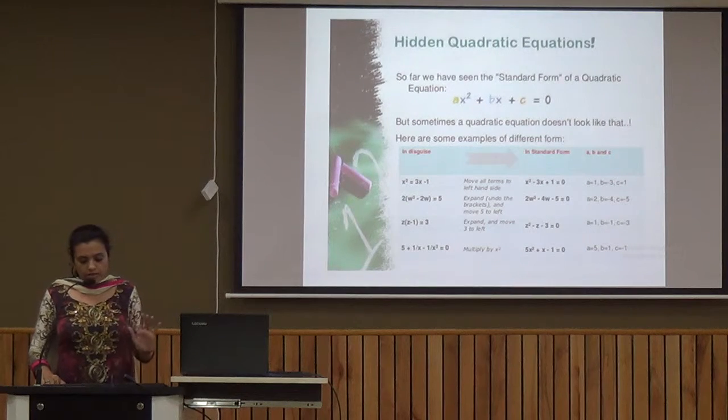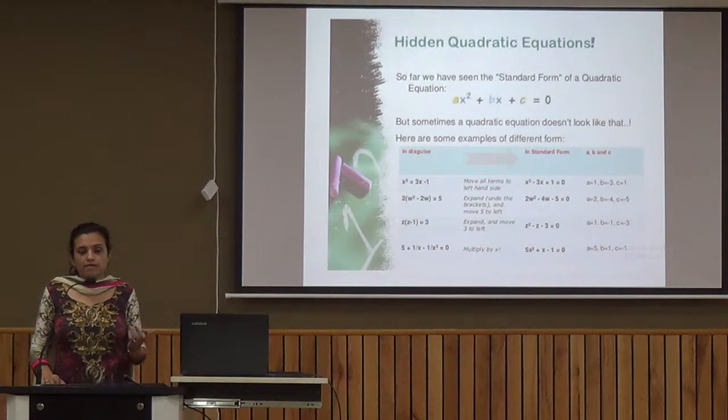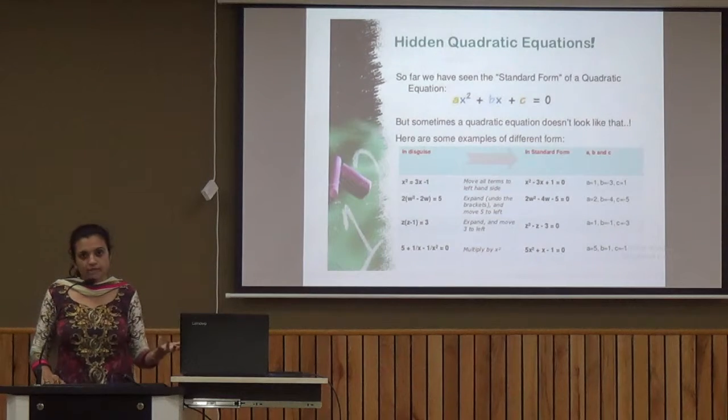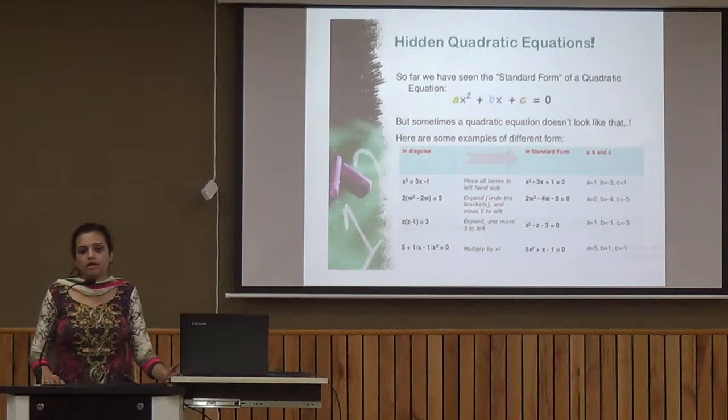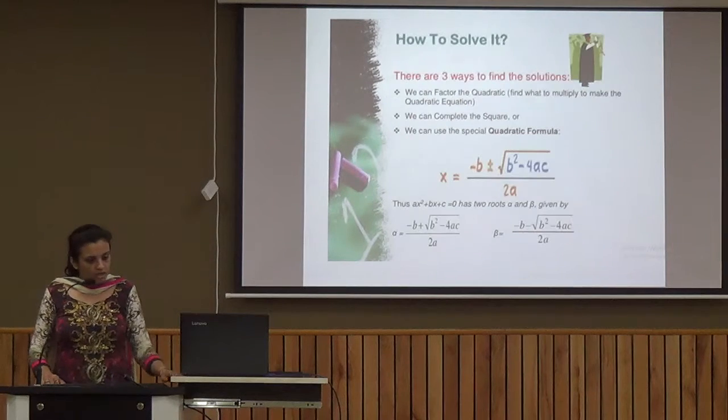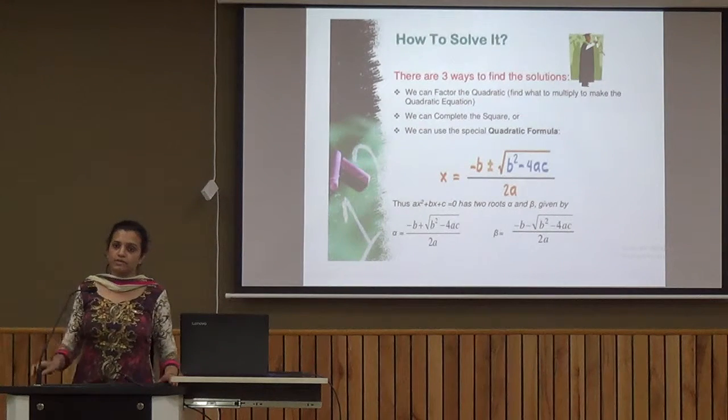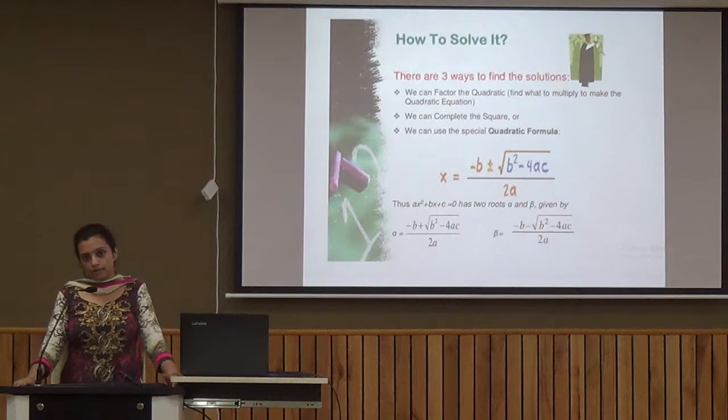See, the trick here is multiply by x squared. Multiply by x squared would just mean take the LCM in simpler terms. And when you take the LCM and cross multiply, you get 5x squared plus x minus 1 equal to 0. And it looks like a regular quadratic equation to us. Now there comes the question: how to solve such equations?